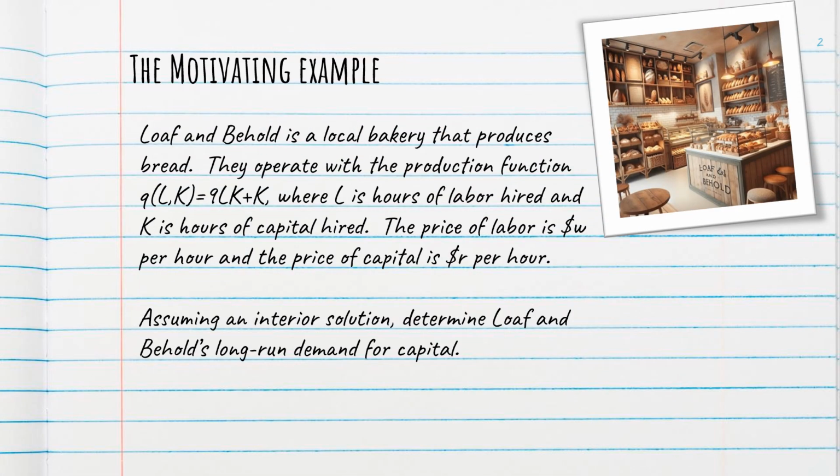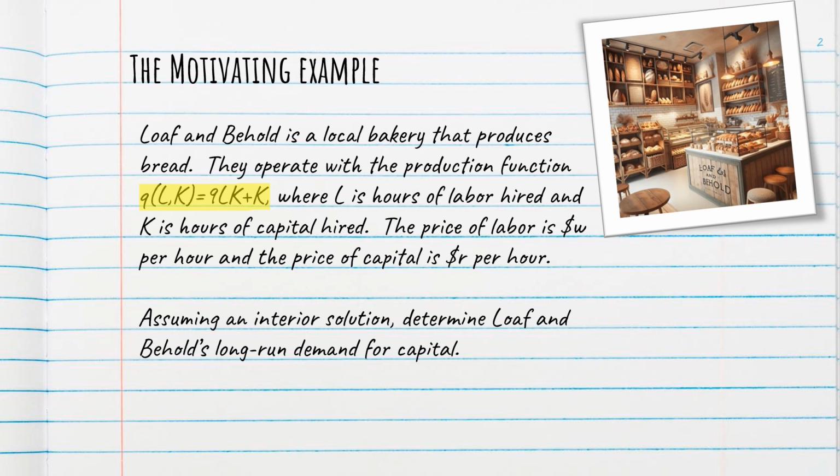Let's imagine that Loaf and Behold is a local bakery that produces bread. They operate with the production function Q equals 9LK plus K. So we have to be a little careful with our font here. Q is a little lower, 9 is a little higher, and my apologies for the fact that this font is not good at distinguishing between 9s and Qs.